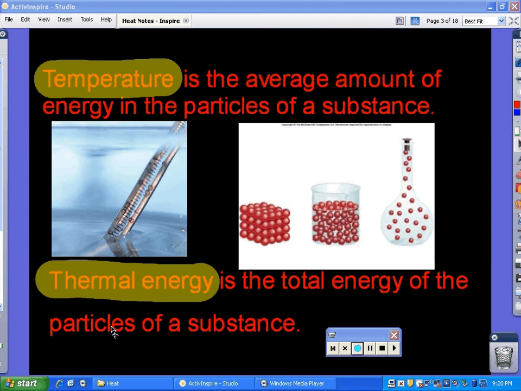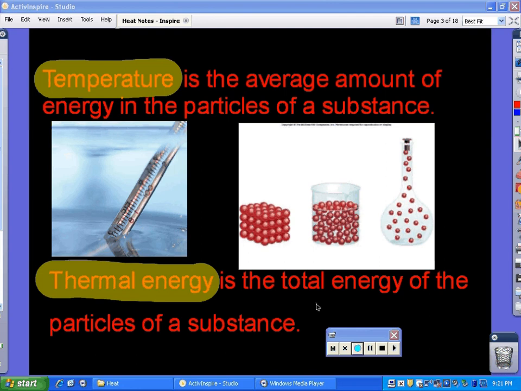So for instance, an iceberg, which seems to us very cold temperature wise, has more thermal energy because it has more particles. Icebergs are huge. They're bigger than ships. So because it has more particles, it has more total energy. Even though they might be moving at a slower rate as a solid, it has more of them. When you have a lot of them moving at a slow rate, it still adds up to more thermal energy than the 8-ounce cup of coffee that's 150 degrees.